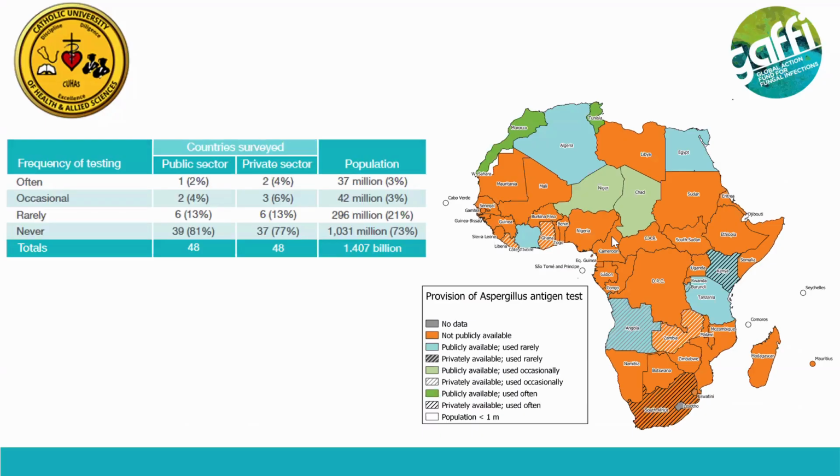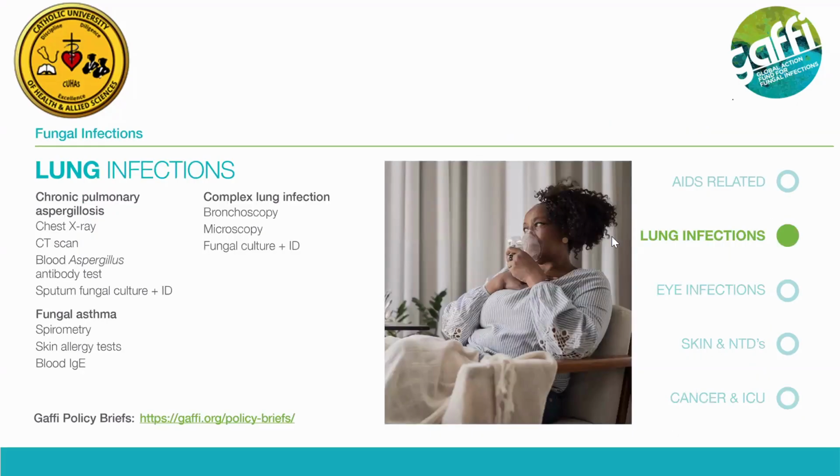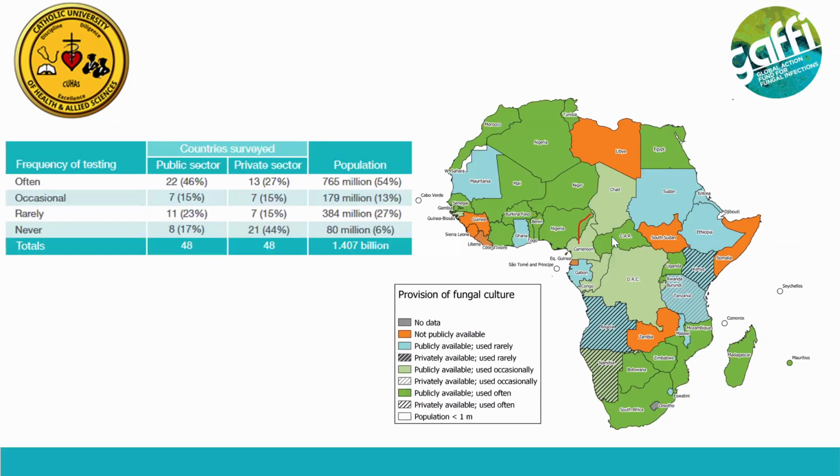Same for fungal lung infections like chronic pulmonary aspergillosis and the rest of the lung infections. The story is the same. Very few countries have a laboratory with a protocol for diagnosis of lung fungal infections. And we have some countries like Zambia, Somalia, Libya that completely do not have a protocol in their laboratories for diagnosis of these fungal infections.